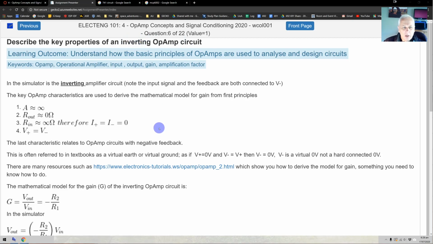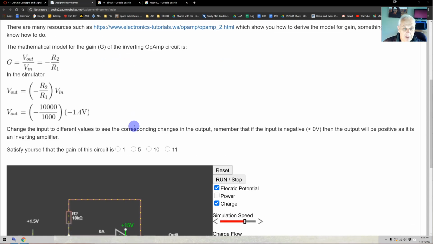A short, quick video on the inverting op-amp circuit. The inverting, what does that mean? Well, we know the non-inverting: as the voltage on the input went up, the output went up. So I guess what's going to happen here on the inverting one is that as the input voltage goes up, the output voltage is going to go down. So let's just have a look and see that.